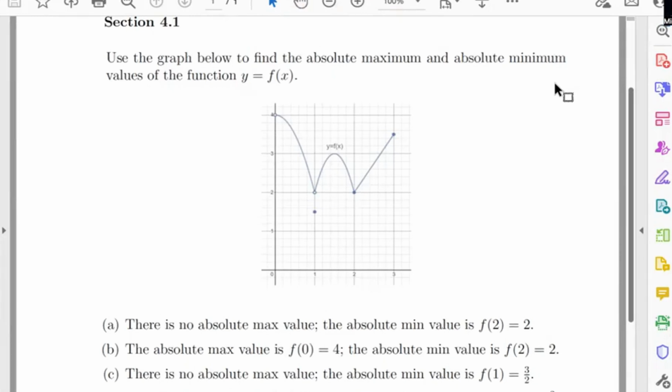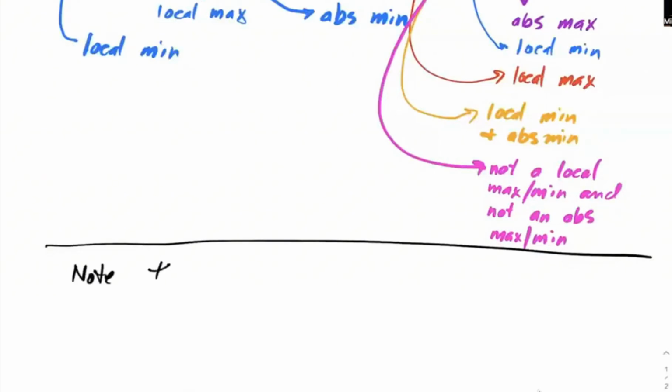Okay. And this point that I want to make here too, and that is note the difference between the x value.